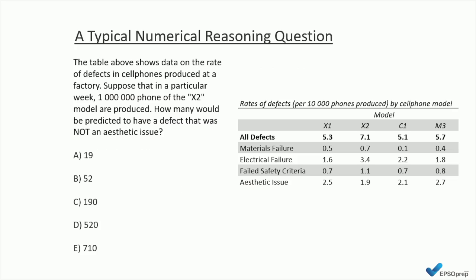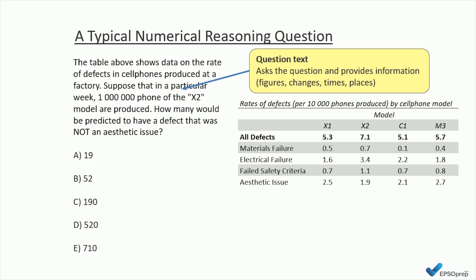So, let's jump straight in and have a look at what a typical numerical reasoning question looks like and break it down. We're not going to answer this question, we're just going to have a bit of a look at what's there. Now, each numerical reasoning question consists of three main elements. The first of these is the question text here. This actually asks the question, tells us what we're trying to find. So it's pretty essential. It's also likely to contain information that you need to find the answer.